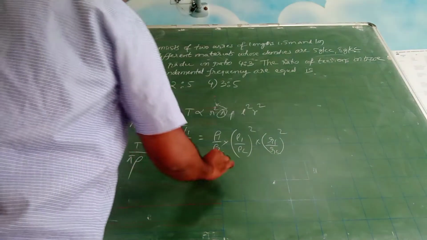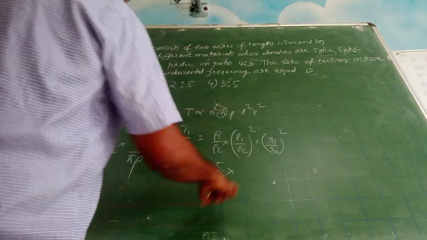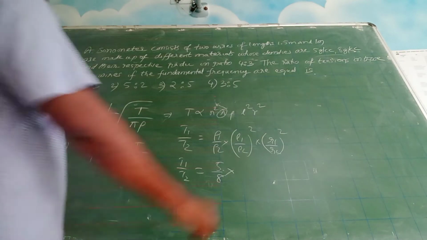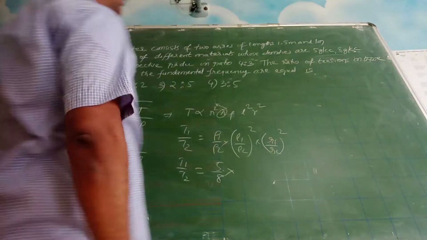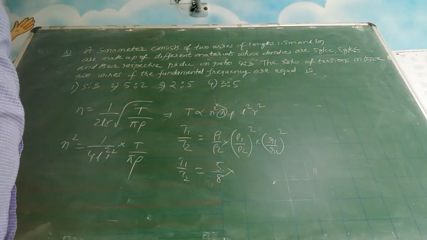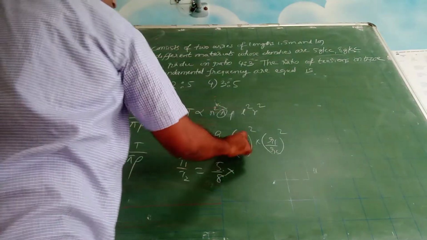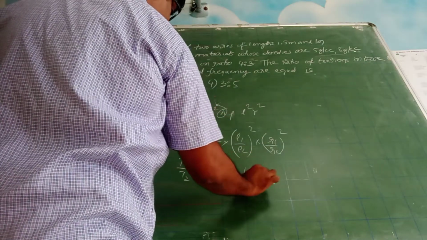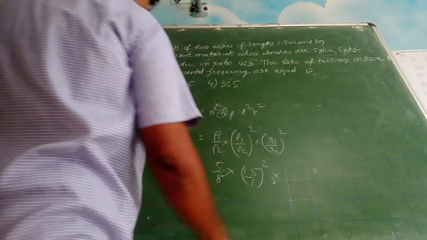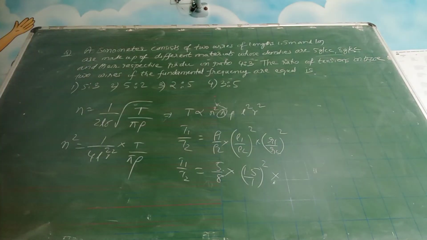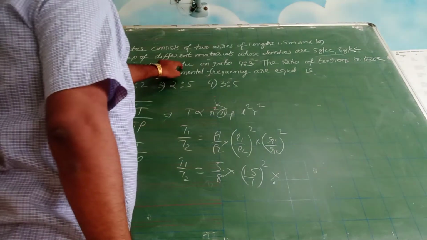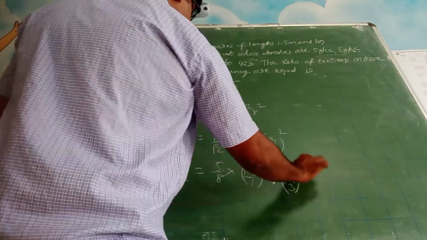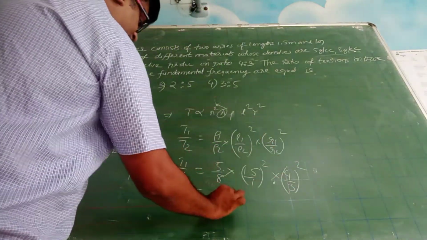So it is 5 divided by 8 multiplied by L1 by L2. So what are the lengths? Because we are taking ratios, that can be in meter, this can be in CGS unit. So L1 by L2 is 1.5 by 1 whole square, multiplied by R1 by R2. The ratio of the radii is 4:3. So 4 by 3 whole square.